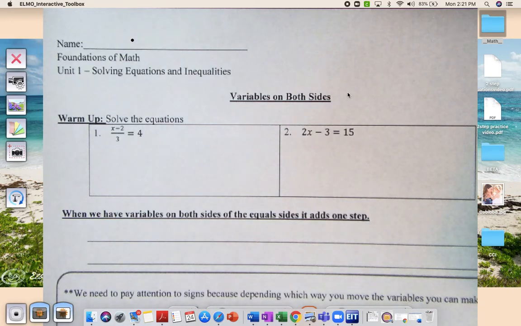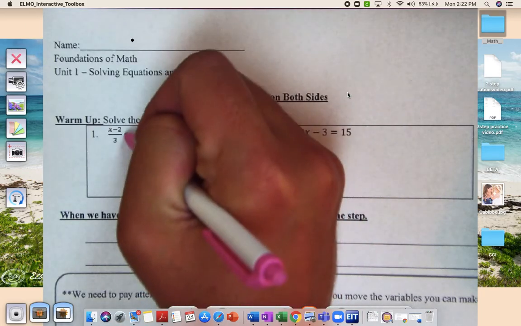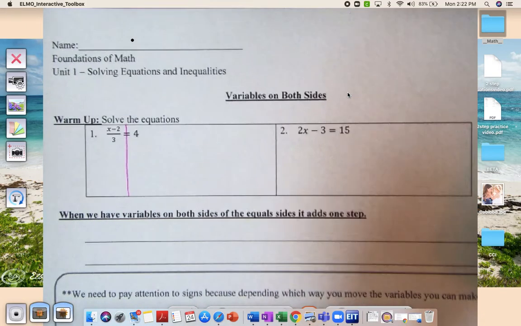So hopefully you paused the video and you attempted these two problems on your own. We're going to go through them right now to make sure that we understand the process. We have (x minus 2)/3 equals 4. We have to remember that a fraction bar is division, so I want to do the inverse of division. Inverse is a fancy word for opposite. So the opposite of division is multiplication.